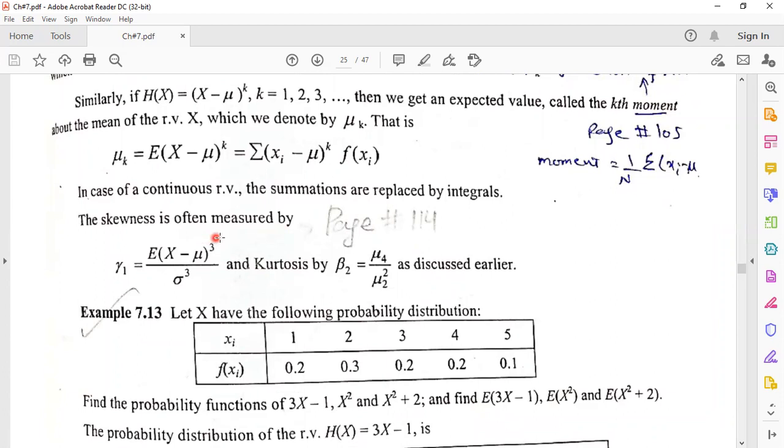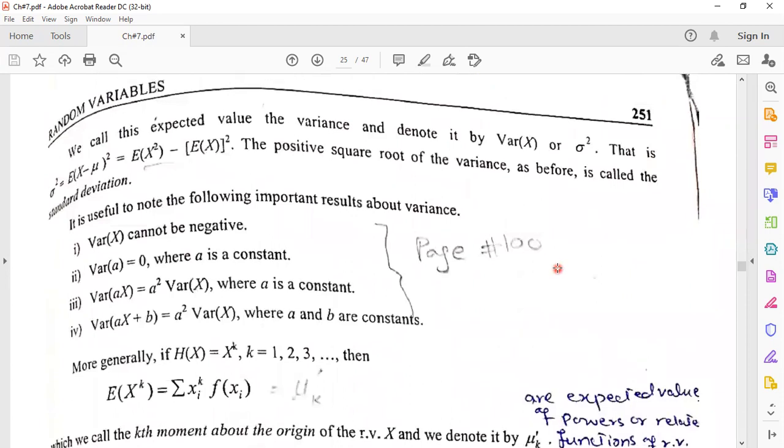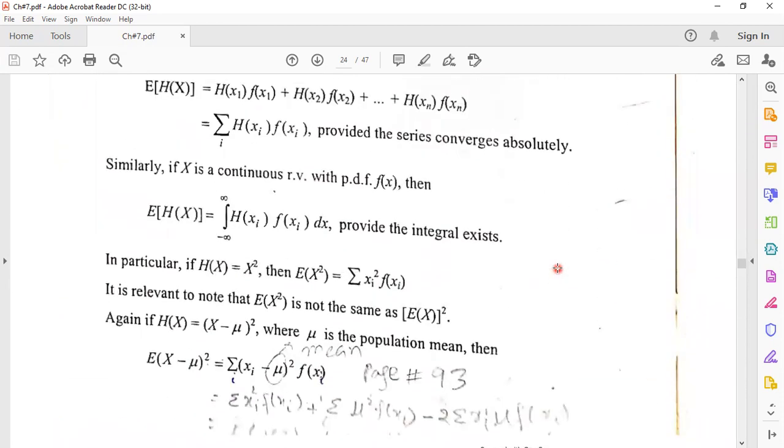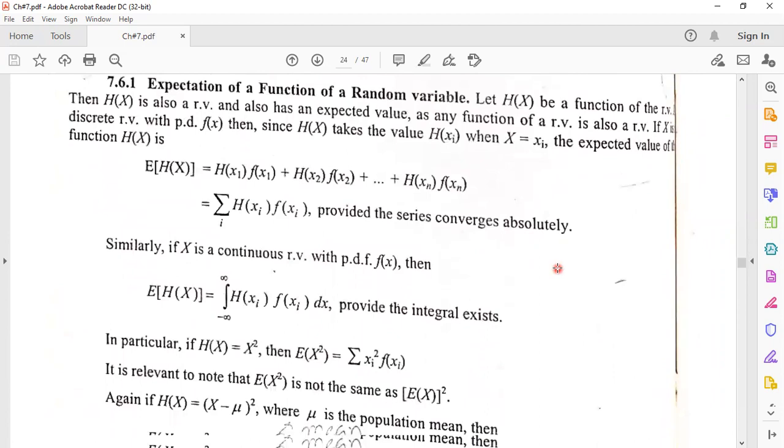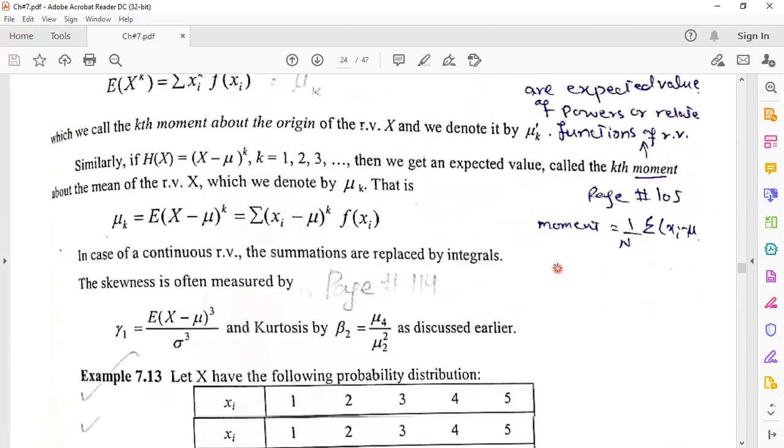The skewness is often measured by gamma 1 equal expected value of X minus mu whole power 3 over sigma cube, and kurtosis by beta 2 equal mu 4 over mu 2 का स्क्वेयर. ये जो चीजें हमने अभी एक्सपेक्टेड वैल्यू ऑफ मीन में देखी है, एक्सपेक्टेशन ऑफ फंक्शन ऑफ रैंडम वेरिएबल में देखी है.